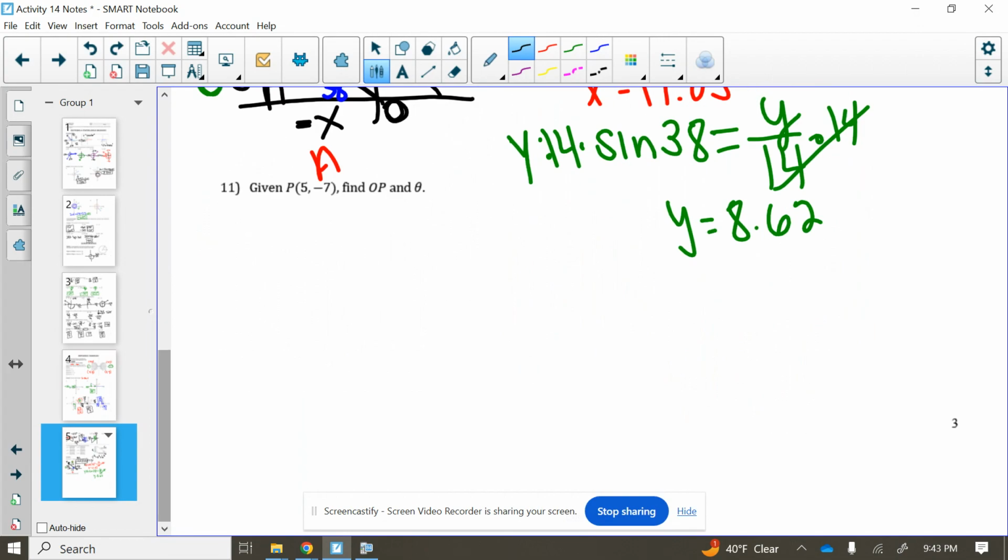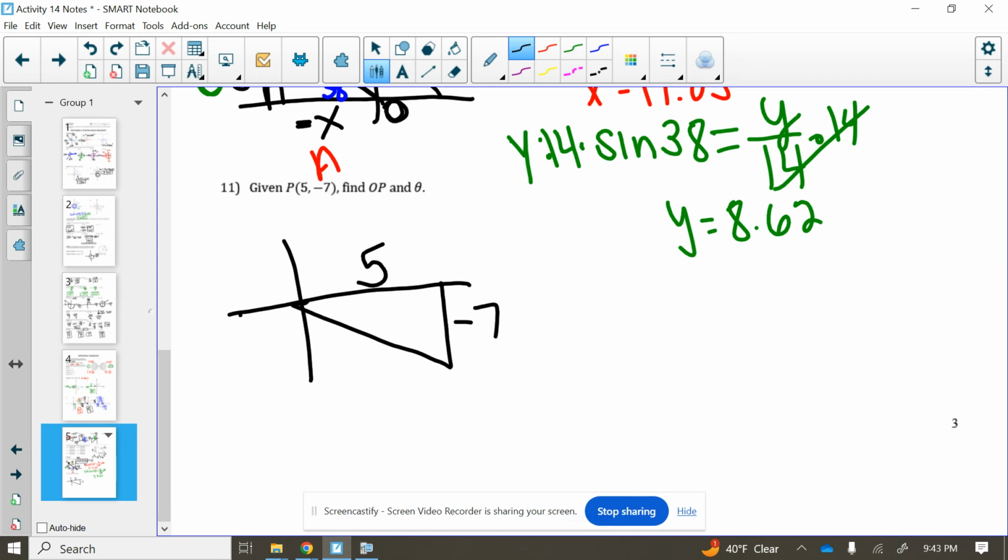Now our next example is asking us to instead go the opposite direction. We are finding theta and O to P. And this time we move to the right 5 and down 7. So that puts us into quadrant 4 this time. And again, we don't know the length of O to P this time. We also don't know this theta measure inside of our angle.